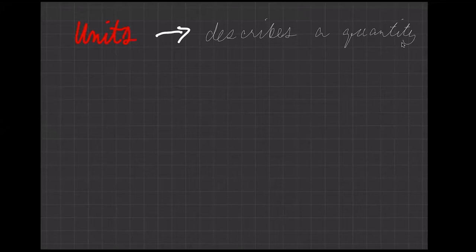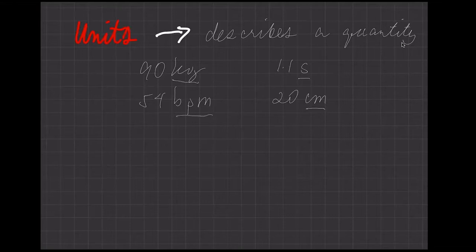In our example here, we have 90 kilogram, we have 54 beats per minute. So in a way, these are the units. And for the period of my heart, that's 1.1 second. And we also did some measurement. Let's say the diameter of the ball is 20 centimeter, just an example. So these are your units: the second, centimeter, kilogram, and the beats per minute.